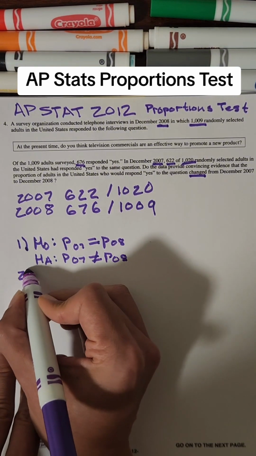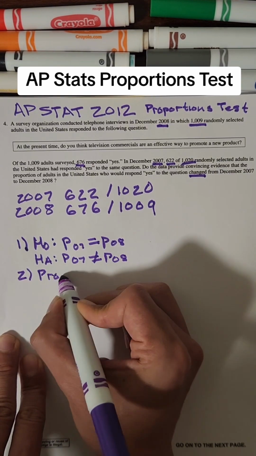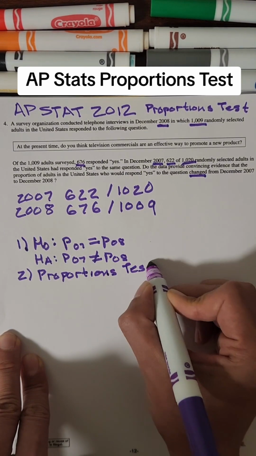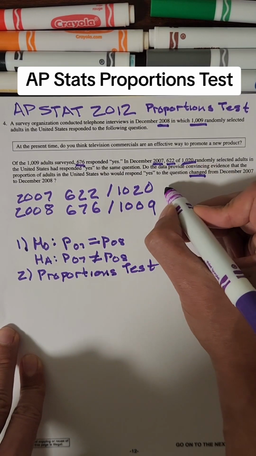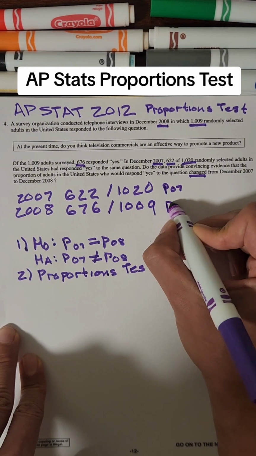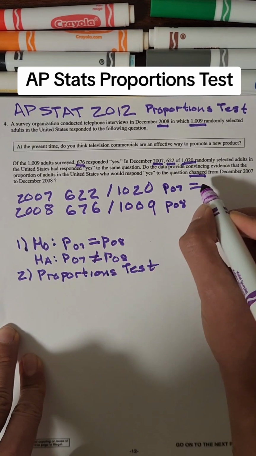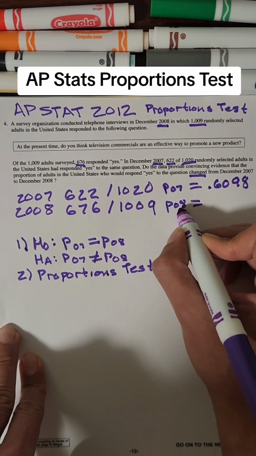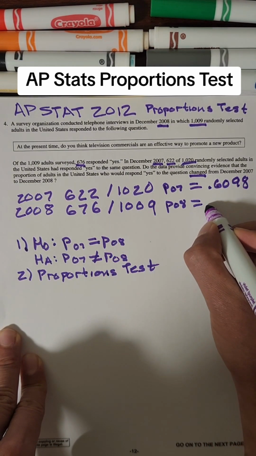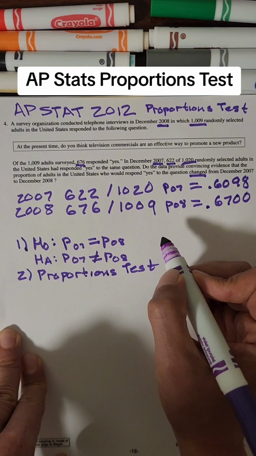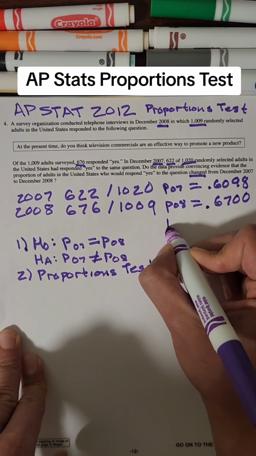So part two, you want to run a proportions test. And for the proportion test, you're going to need your proportion for 07. And you're going to need your proportion for 08. So proportion for 07 comes out to be 0.6098. And for 2008, this comes out to be 0.6700. And you're also going to need the combined proportion.